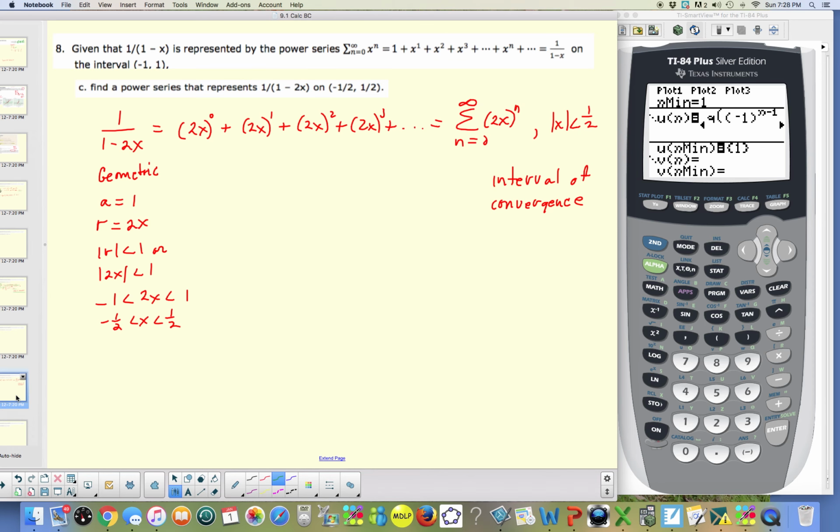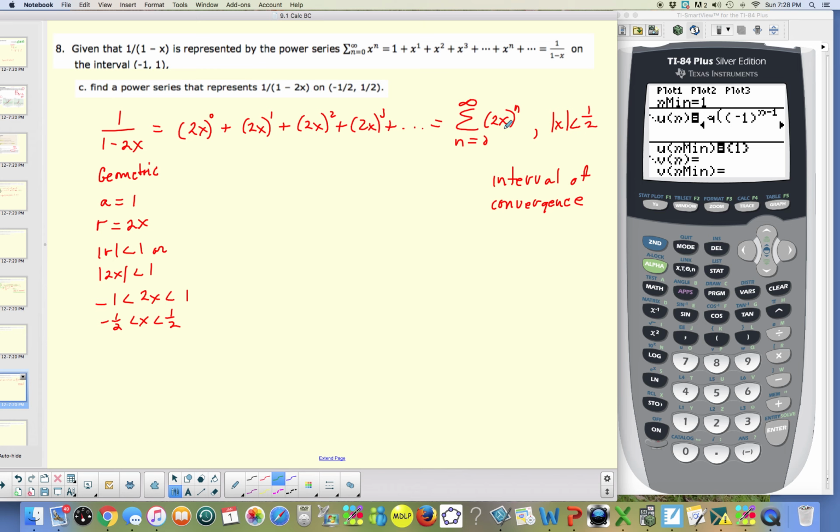And here's the answer. 1 over 1 minus 2x. It's in that geometric format. A is 1. The ratio is 2x. And we can go ahead and just take that r to the 0 power, to the first, to the second, to the third, and so on.